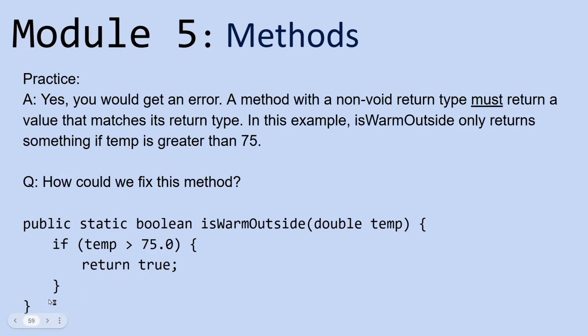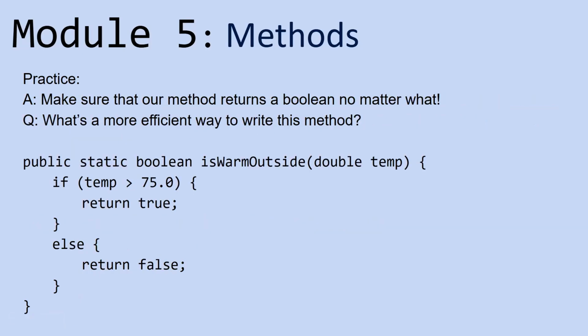So, our question: how can we fix this method? Take a second, think about how you would make it so that no matter what, isWarmOutside would return a value. All right, moving on in three, two, one. All right, the answer. I kind of just said this, but make sure our method returns a boolean no matter what. And so we just add an else statement so that it'll return false.